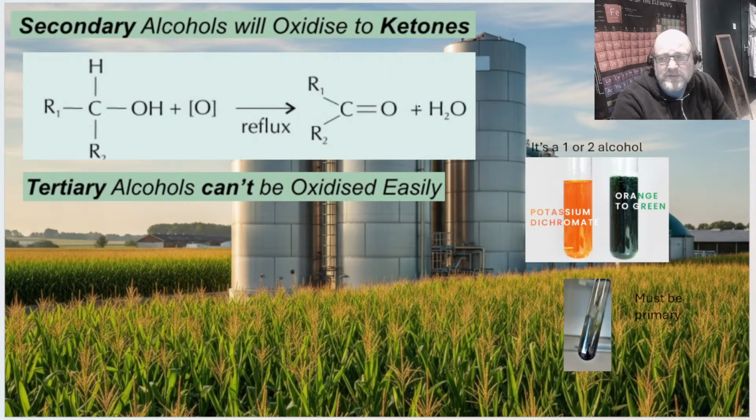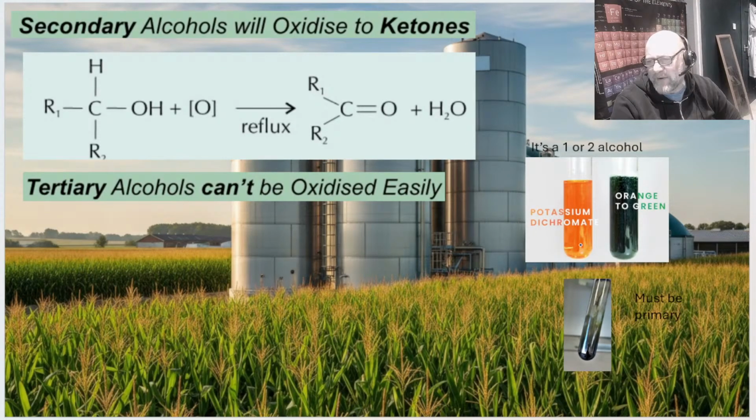Secondary alcohols will oxidize to ketones. So again, you could reflux, but they only go to ketones. Secondary alcohols will only go to ketones, and tertiary alcohols can't be oxidized, okay? You can burn them, so that's a form of oxidizing. You could burn a tertiary alcohol. It's made of carbon and hydrogen. It will combust and form carbon dioxide and water, but you're not making an aldehyde or a ketone out of it.